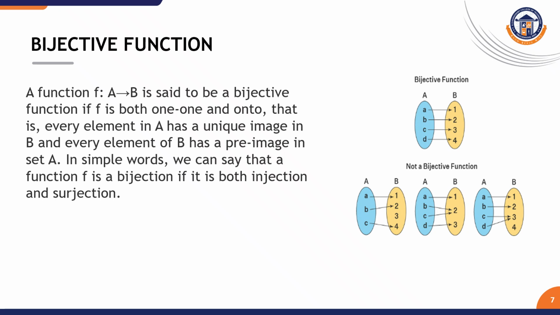I can say this is a bijective function because every element of A is mapped to B and every element of B has a pre-image in A. Now here it is not like that, it is not bijective since 3 does not have a pre-image. Then here also it is not a bijective function, and here also not a bijective function.